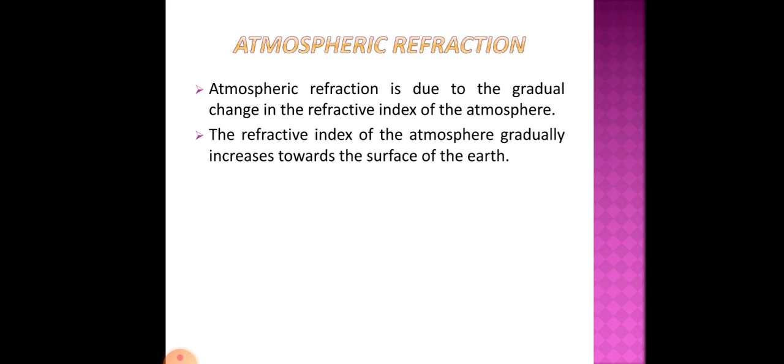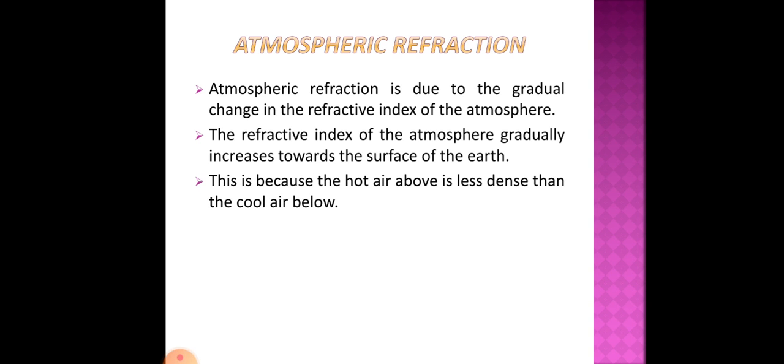Clear? This is because the hot air above is less dense than the cool air below. So the hot air present in the upper part of the atmosphere is less dense than the cool air below. For this reason the refractive index increases towards the surface of the earth. So light gradually bends towards the normal. That means whenever a ray of light comes from space, it will always bend towards the normal while traveling along the atmosphere. Let us see how it happens.